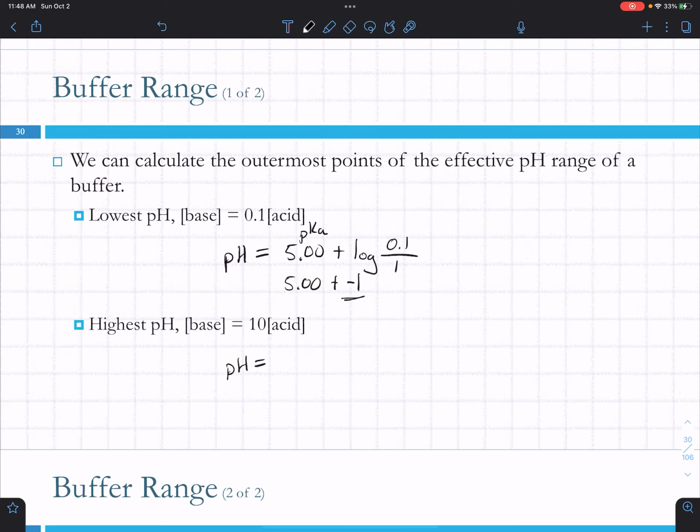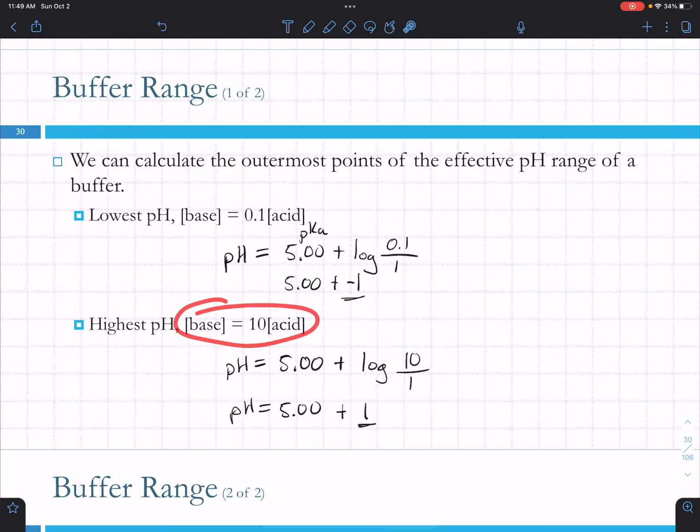Then we can calculate this again, but now the amount of base is 10 times what we have of acid. We can throw in the same pKa here, plus the log of 10 to 1, and that's going to be plus 1. So again, the pKa doesn't really matter here. That just sets our middle point, and then our buffer will be effective as long as we stay within 1 pH above or below that pKa. And that is determined by the ratio of base to acid.